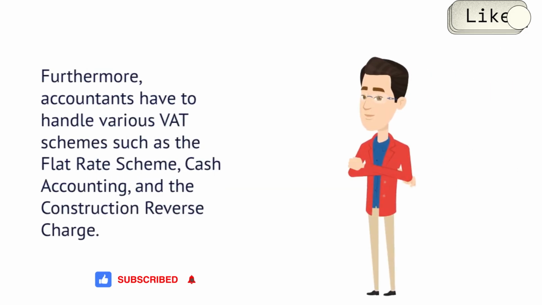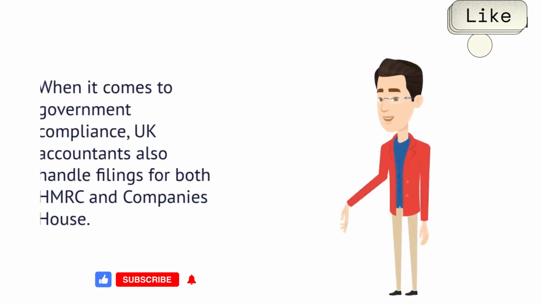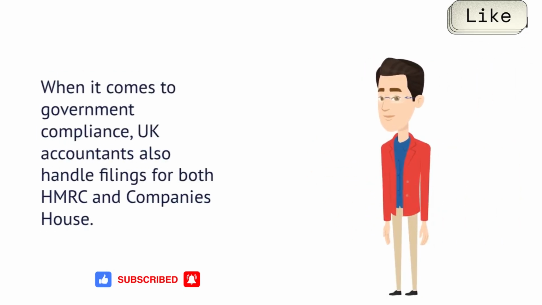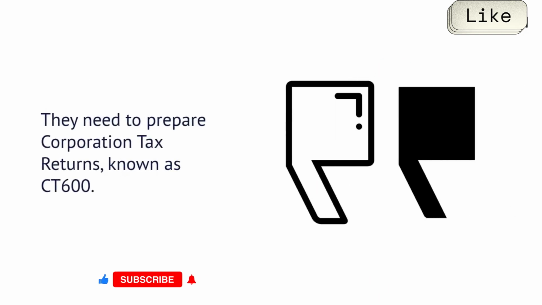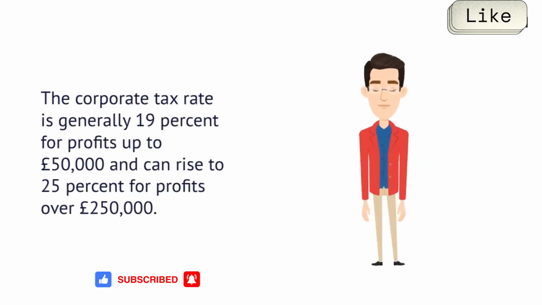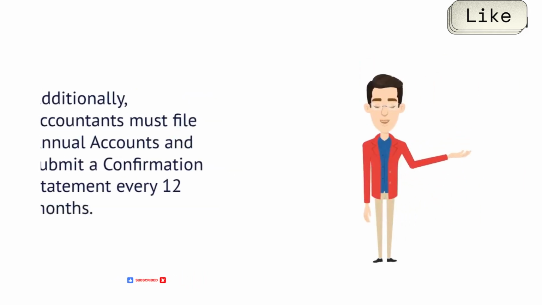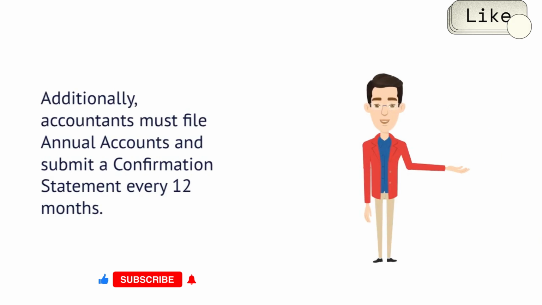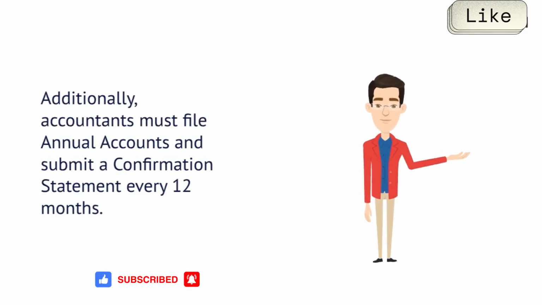Furthermore, accountants have to handle various VAT schemes such as the flat rate scheme, cash accounting, and the construction reverse charge. When it comes to government compliance, UK accountants also handle filings for both HMRC and Companies House. They need to prepare corporation tax returns, known as CT600. The corporate tax rate is generally 19% for profits up to £50,000 and can rise to 25% for profits over £250,000. Additionally, accountants must file annual accounts and submit a confirmation statement every 12 months.